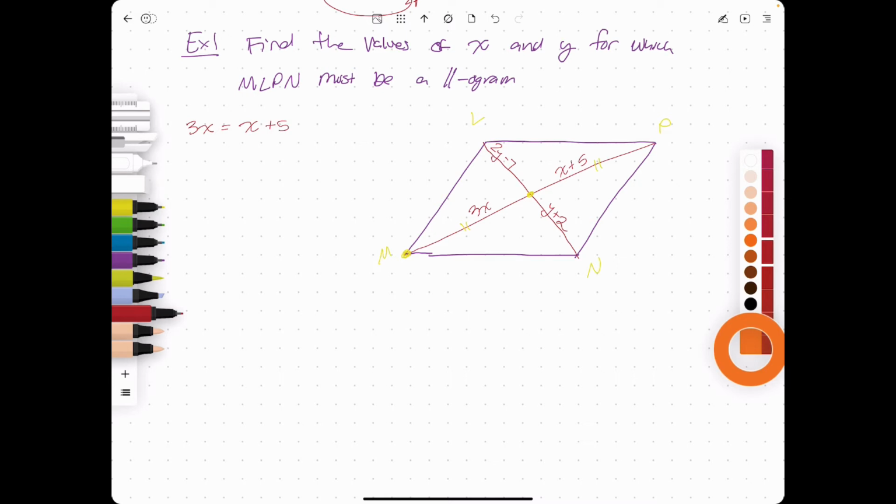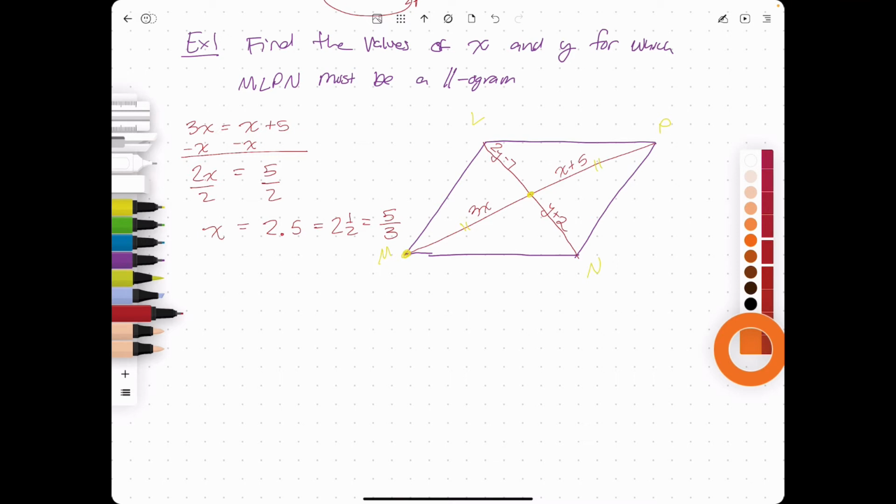Unwrap your package. In order to do so, you need to get the variables to one side. Subtract x from both sides. I'm left with 2x equals 5. Then divide by 2. So x equals 2.5. You could write it as 2 1/2, and you could also leave it as 5 over 2. They're all equal and simplified as far as you can. It doesn't matter to me.